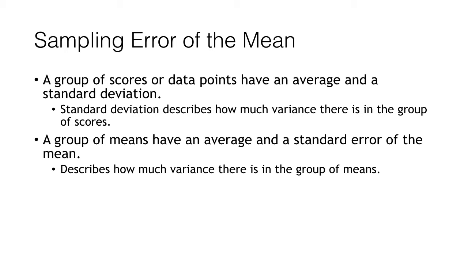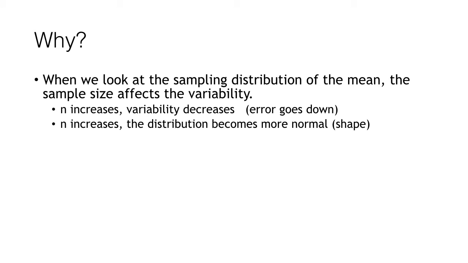Now, when we take a distribution of means, or a group of means from several samples based on that underlying distribution, we can also come up with their average. But instead of using standard deviation, we use the standard error of the mean. It tells us exactly the same thing as the standard deviation. It tells us how much variance there is in that group of means in all those theoretical samples. Why? Why do we care?